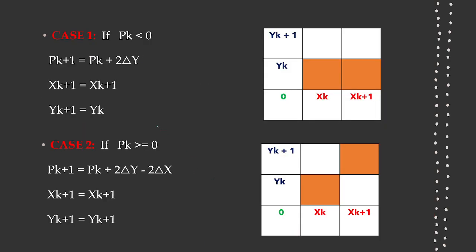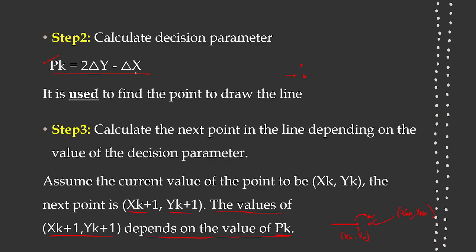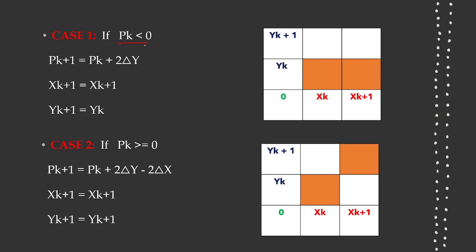Now two cases arise. That is the decision making. You calculate p of k like this. If p of k's value is less than 0, then p of k plus 1, used to decide the next pixel, is p of k plus 2 delta y. And x of k plus 1, you keep incrementing x values, and the y of k plus 1 value you'll keep as the same value. That is, you go in a straight line, you don't take a shift, you keep the same y value.